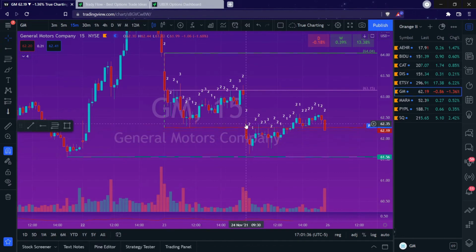So we got a breakdown on the 15-minute. I entered at $62, and we got a dip all the way down to 63, which was actually more than a 10% move on premium. And that happened all within 10 to 15 minutes.